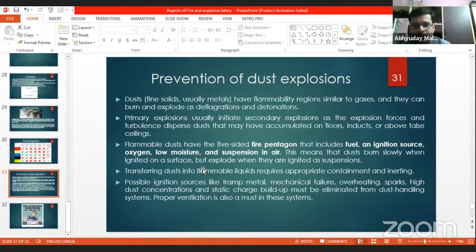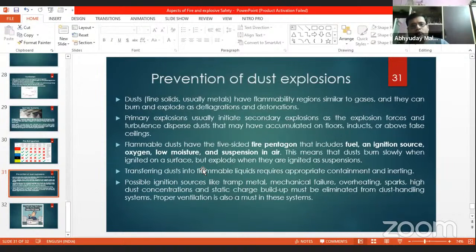Ordinarily, if dust is accumulated on some surface and you ignite it, that dust will burn slowly. But if the dust is floating in air as a suspension, it will explode and release a lot of energy. So the low moisture and suspension in air are extremely dangerous conditions for a dust explosion. And transferring dusts, that is fine solids or metals, into flammable liquids requires appropriate containment. That is, the entire procedure needs to be contained in some appropriate containment area, and the entire procedure needs to be inerted.